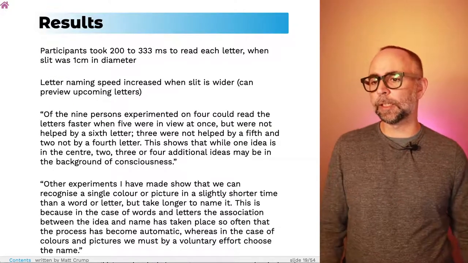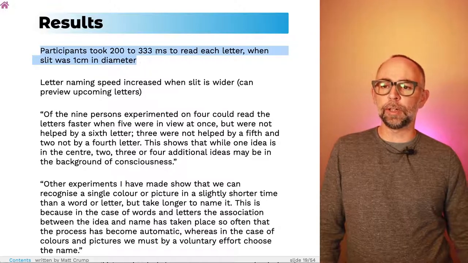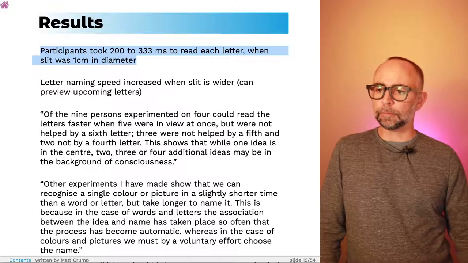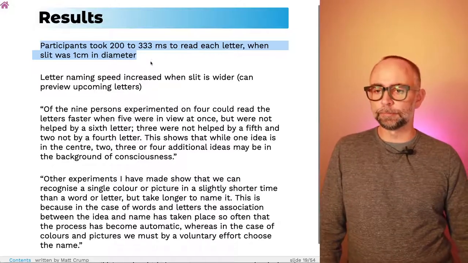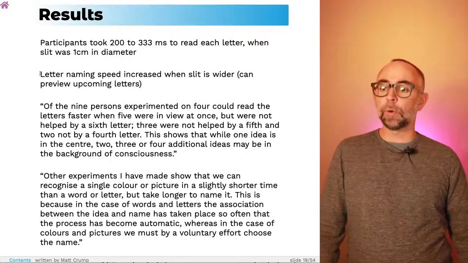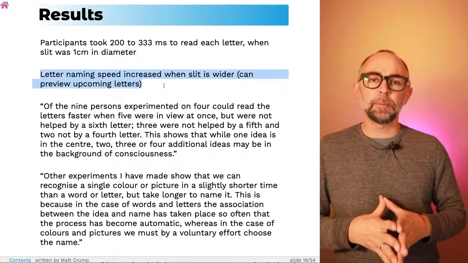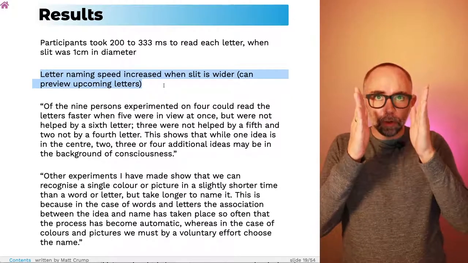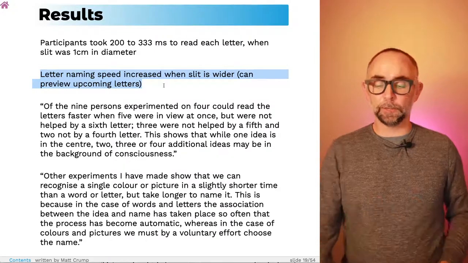Here are some of his basic results. Participants took about 200 to 333 milliseconds to read each letter. And that's how long it took them when the opening was 1 centimeter. You could do things like change the opening so you get to see more. And what happened then was letter naming speed got faster. So if you could see more letters, then you're able to identify a specific letter faster.